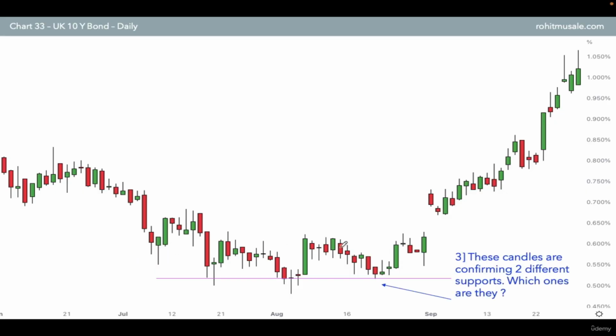Number 3, these candles are confirming 2 different supports. Which ones are they? Of course, the first support is this pink line which I have already drawn. The second support is this candle. This candle satisfies our criteria for a long white or green real body, and we know that the low of that candle becomes what? Support. You draw that line. See, all of these candles are respecting that support as well.